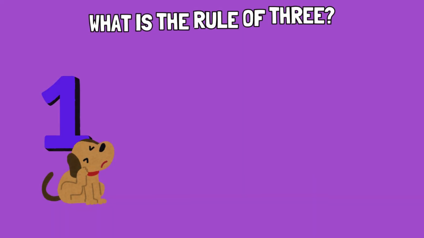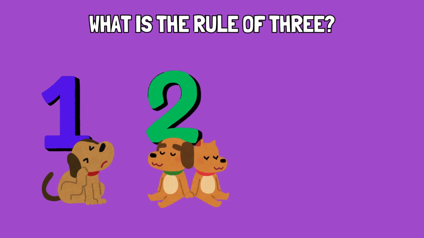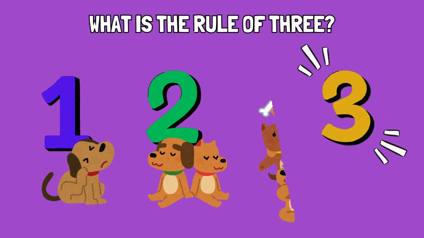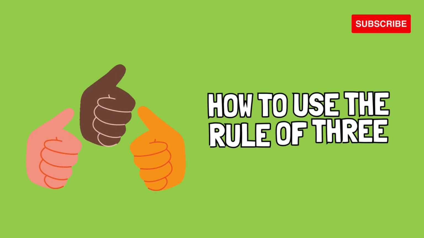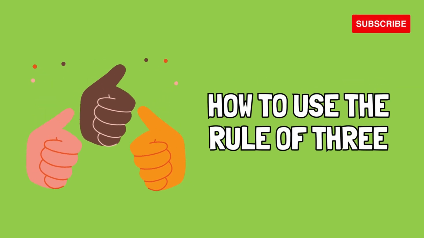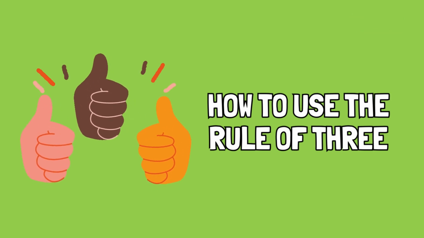Think of it this way. One feels incomplete, two can feel repetitive or predictable, but three feels just right. It's complete without being overwhelming. The rule of three applies to multiple areas of writing. You'll find it in characters, dialogue, structure, and even descriptions. Let's look at these in detail.